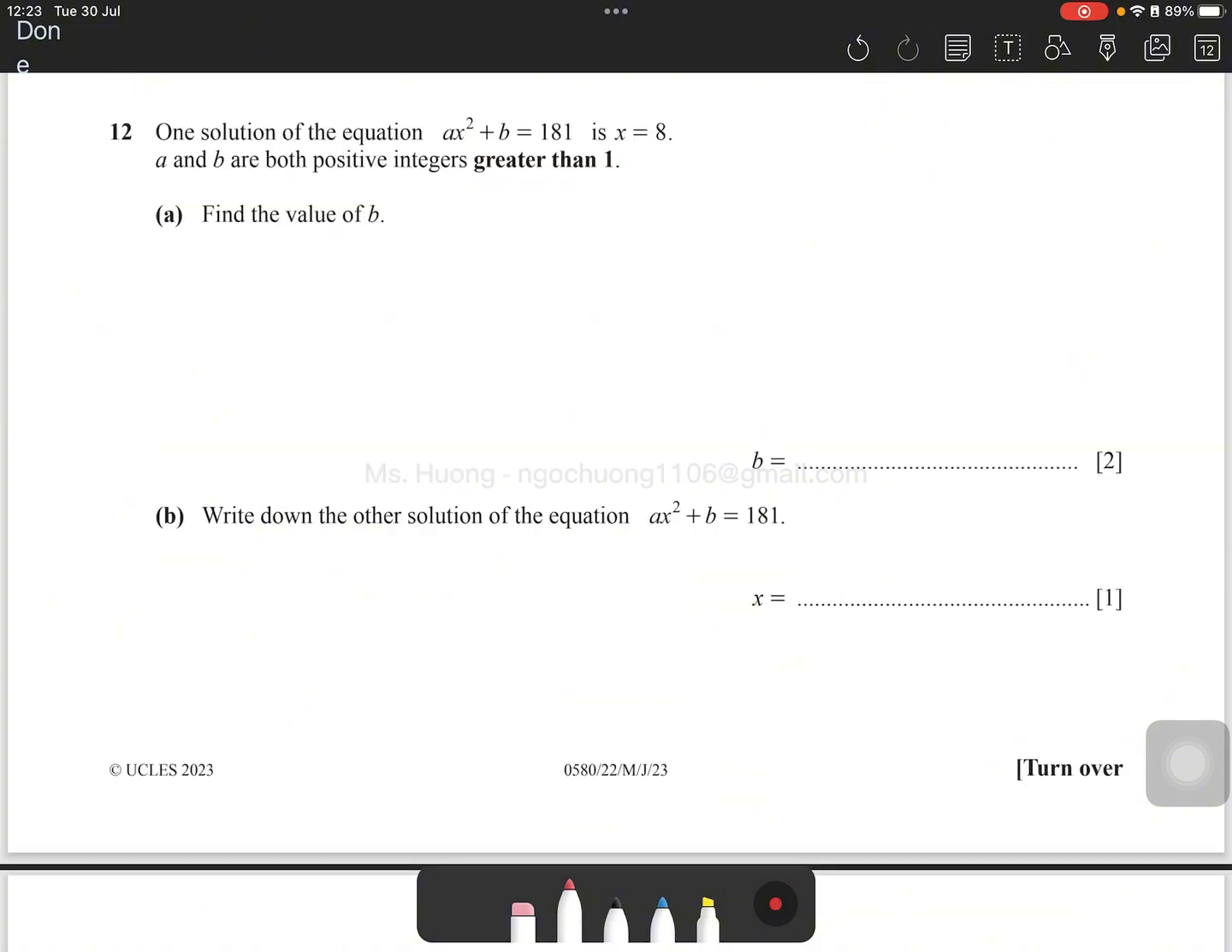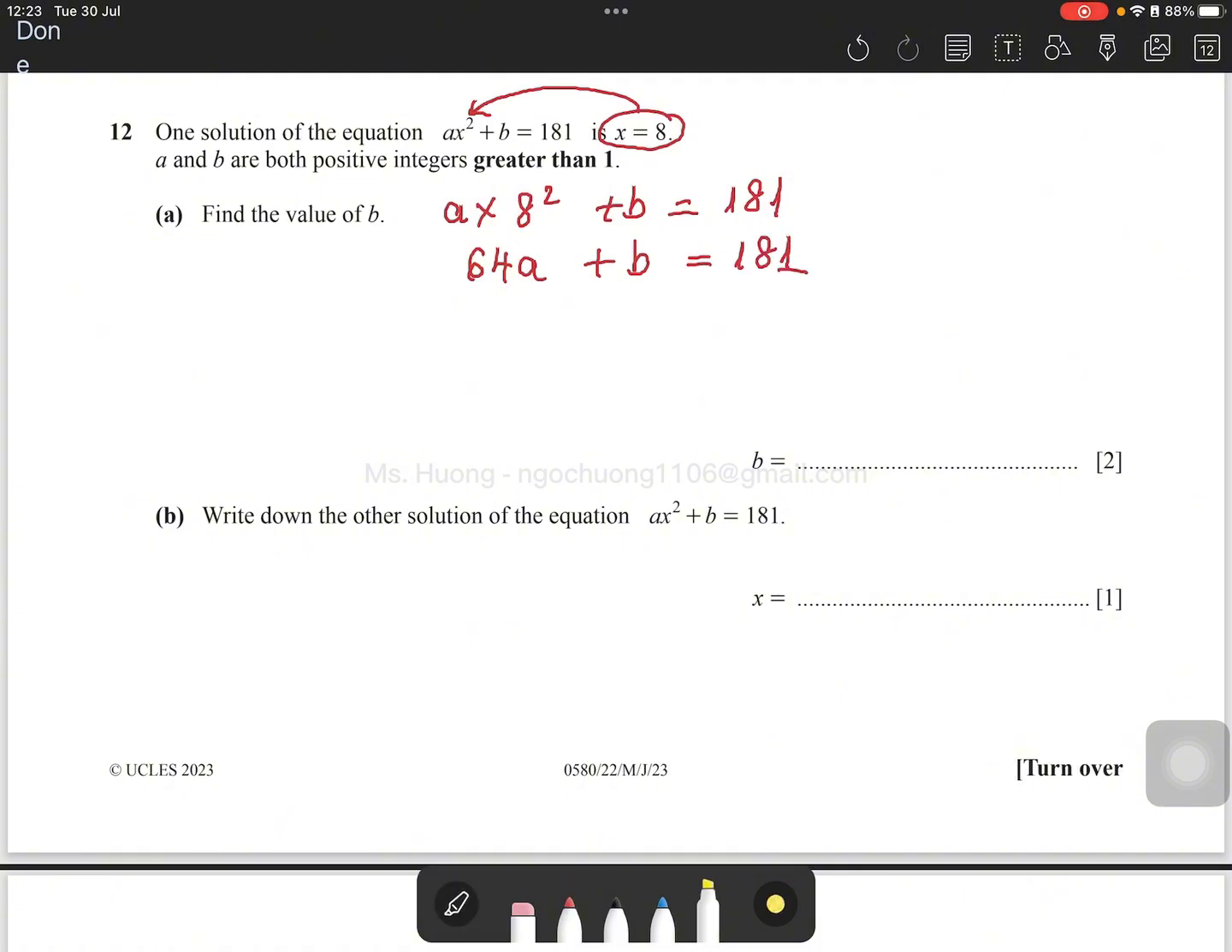Question 12. One solution of the equation ax squared plus b equals 181 is x equals 8. So if I substitute x equals 8 into this, I have a multiplied by 8 squared plus b equals 181. 8 squared is 64, so this is 64a plus b equals 181. And you see that a and b are both positive integers greater than 1.